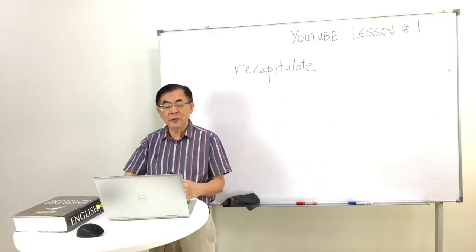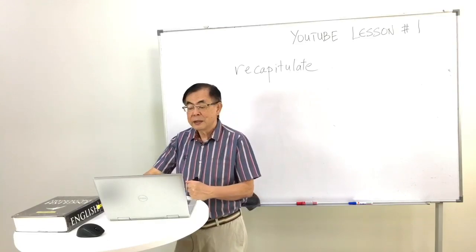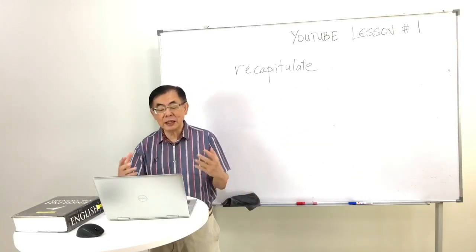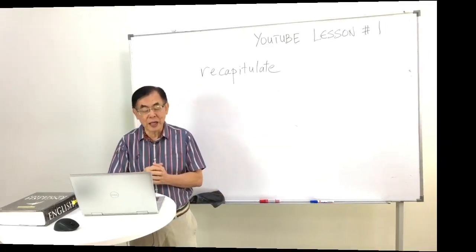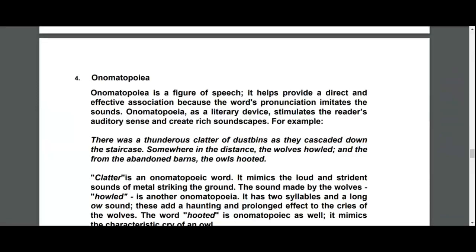Now, the fourth figure of speech is onomatopoeia. It helps provide a direct and effective association because the word's pronunciation imitates the sounds. So, onomatopoeia is a literary device that stimulates your auditory sense and creates rich soundscapes.